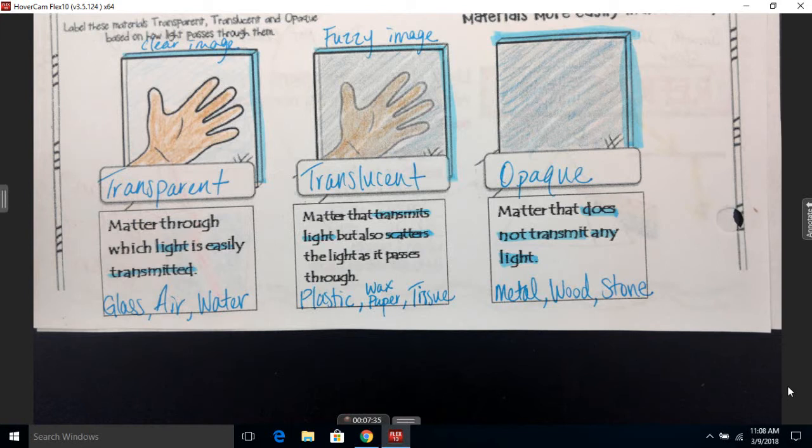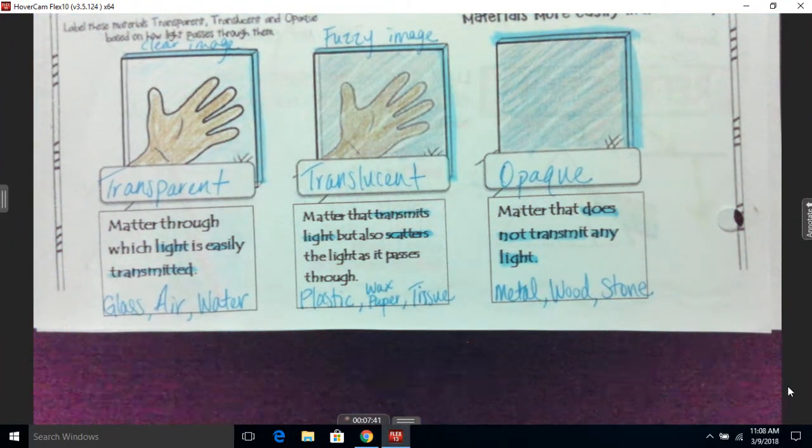Okay, I'm going to show you real quick what I mean. You can see my circle image on the board, right? If I take this transparency and put it in front of the light, nothing really happens to my circles, do they? Because this lets all of the light pass straight through. So that's what transparent is. If I take something like wax paper, here's my circles.